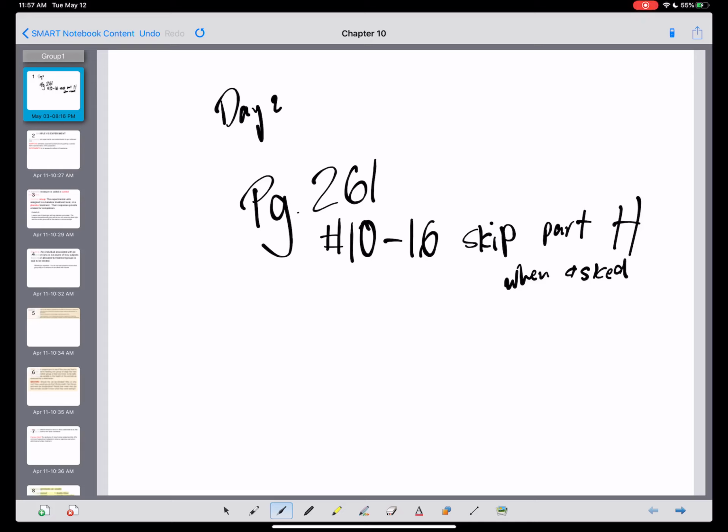All right, guys. This is chapter 10, part 2, day 2. Your homework is page 261, numbers 10 through 16. There's going to be a part H somewhere that asks for a part H. Don't worry about part H if that comes across. Just skip it, but do the other parts for sure.